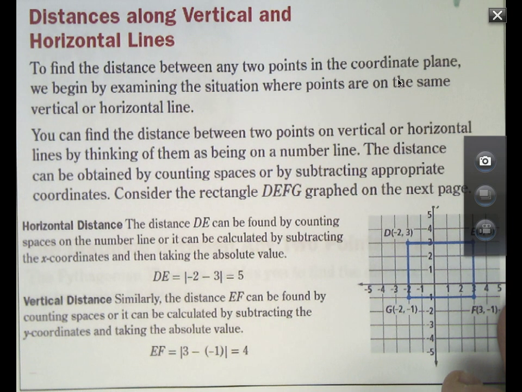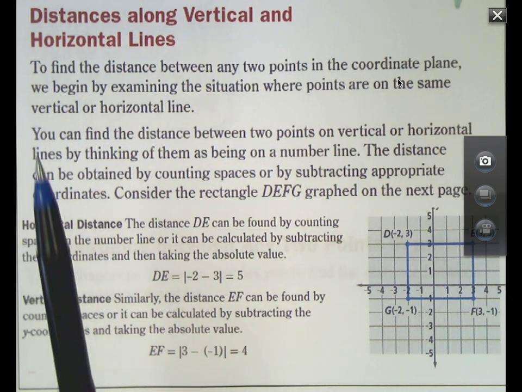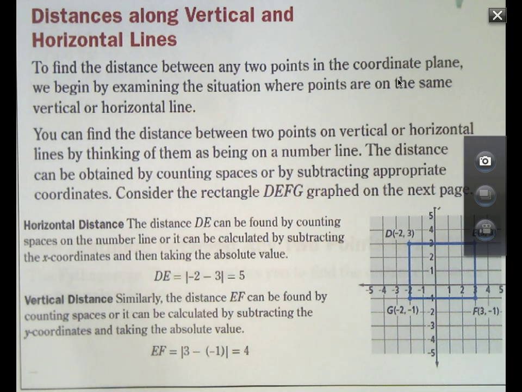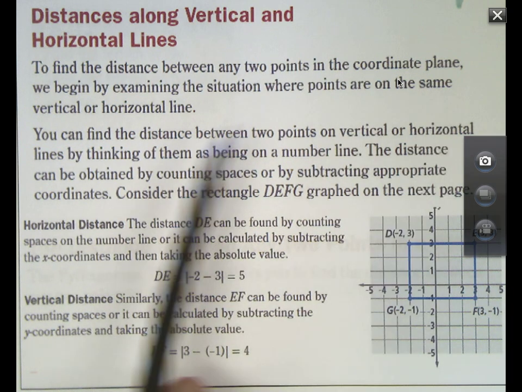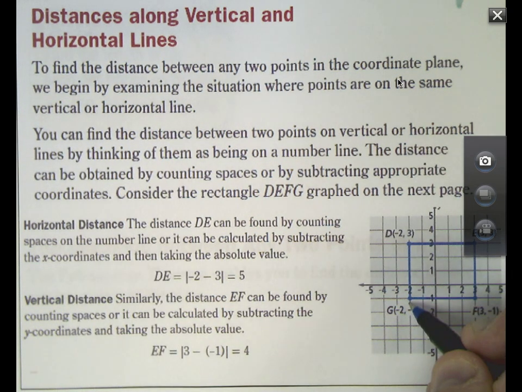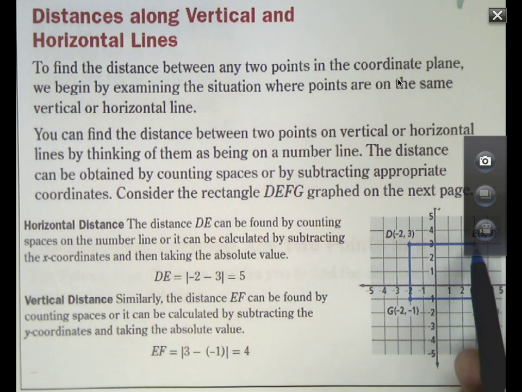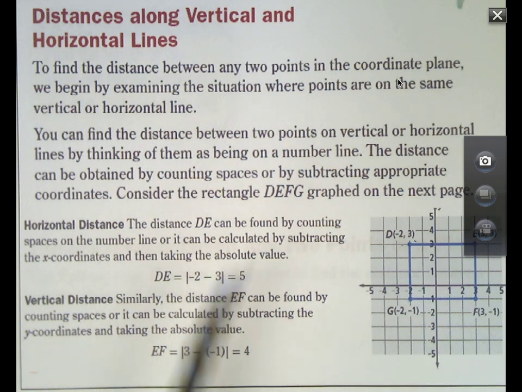Distance along vertical and horizontal lines. There's an easy way to do it when you have distance along vertical and horizontal lines. To find the distance between any 2 points in the coordinate plane, we begin by examining the situation where points are on the same vertical or horizontal line. So as an example, these 2 points are on the same vertical line. These 2 points, D and E, are on the same horizontal line.